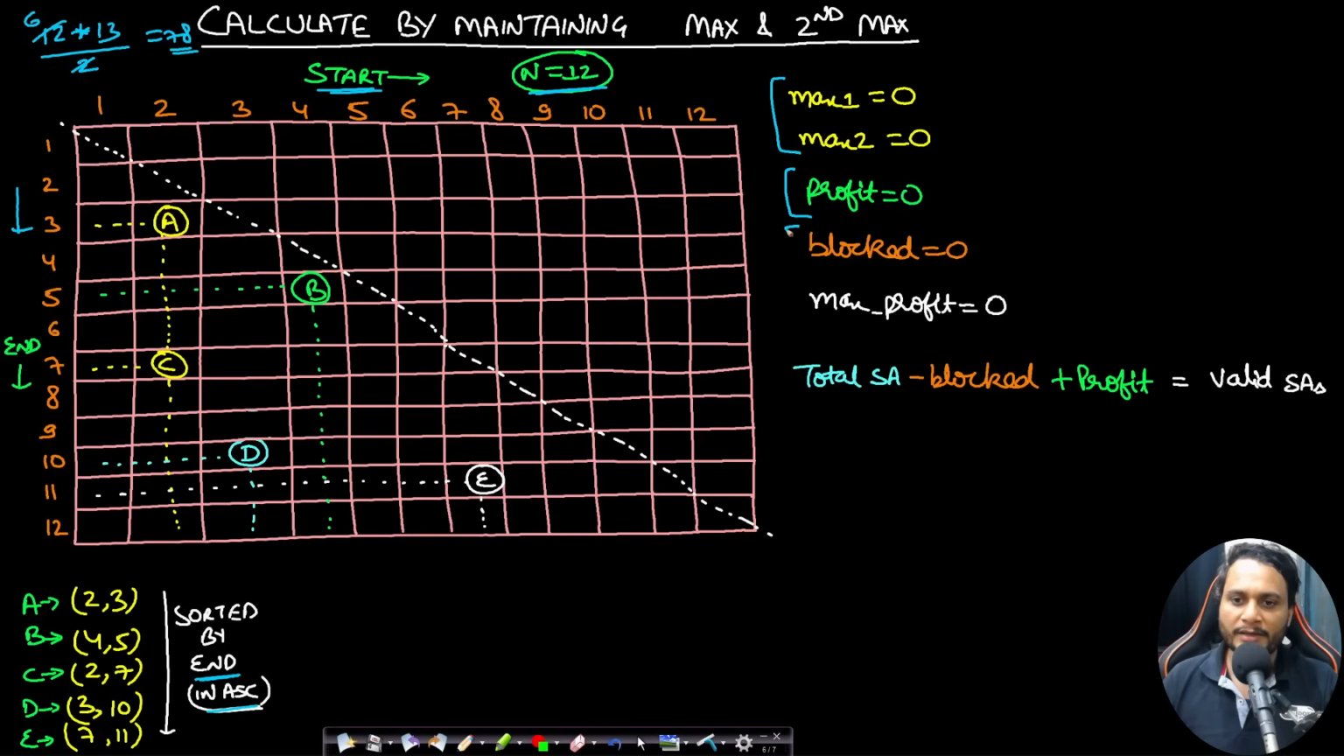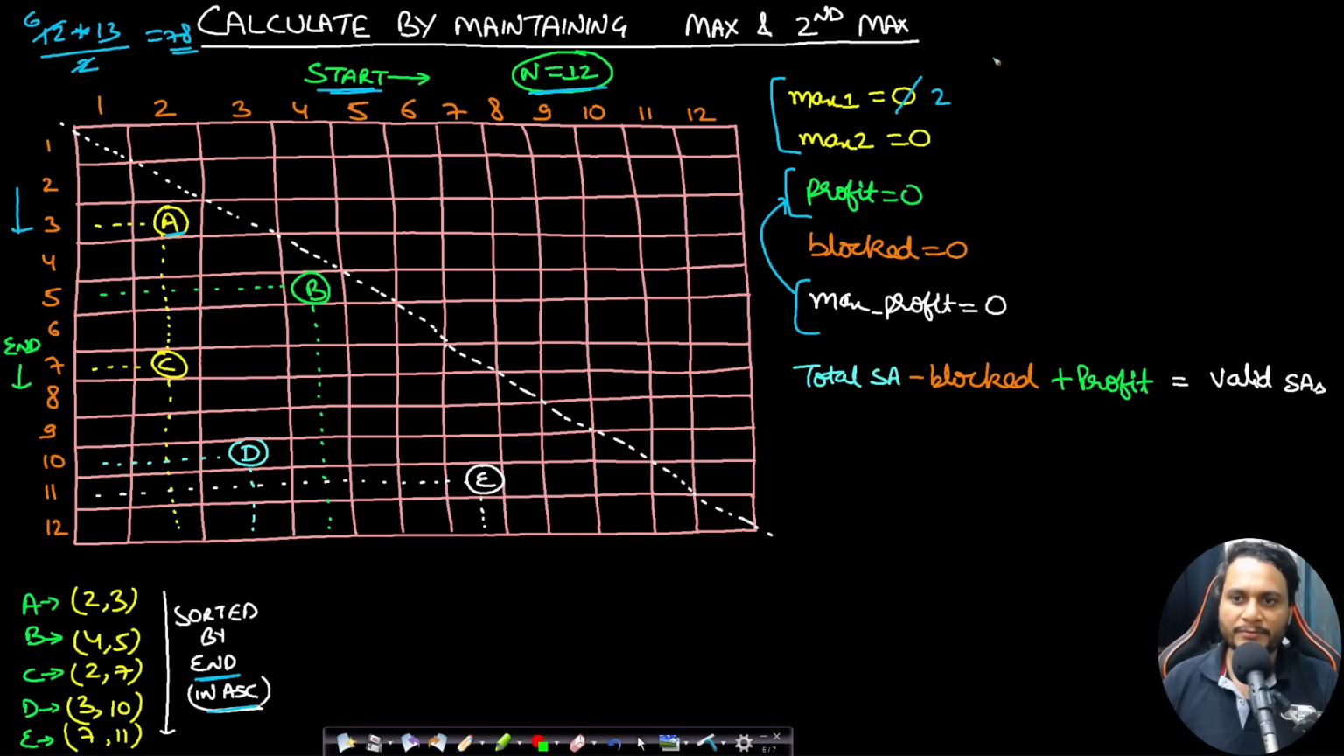The blocked will be counting how many subarrays are actually blocked, that means the area of this shaded region. Area of the shaded region will be found in the blocked. And then max profit is trying to maximize the profit that I get after removing each of the pairs one by one. Okay, so let's try to do the dry run. I will be starting with the first point 2, 3. Initial max 1, max 2 values are 0. Now the max 1 value will become 2. Since the max 1 got updated, max 2 will not be updated.